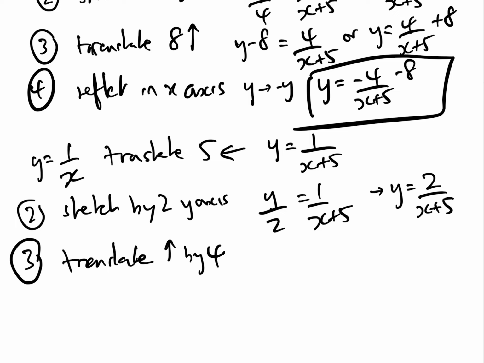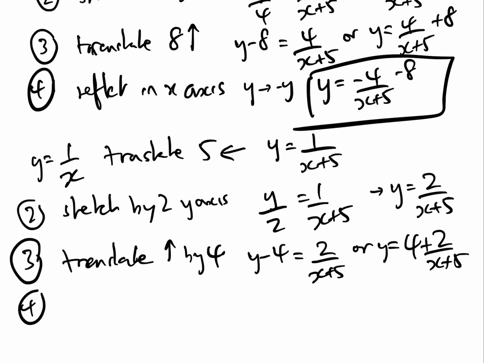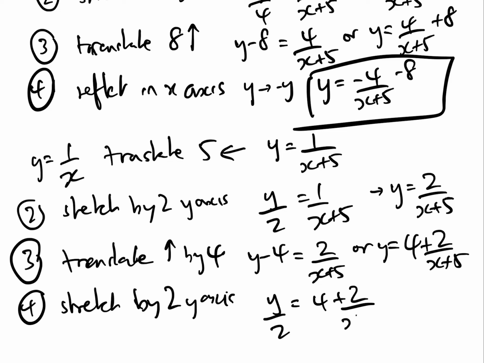And then step 3, what we could do is translate upwards by 4, which means replace y by y minus 4, so that'd be y minus 4 equals 2 over x plus 5, or y equals 4 plus 2 over x plus 5. Then step 4, what we could do is stretch it by 2 parallel to the y-axis, which again gives us y over 2 equals 4 plus 2 over x plus 5, or y equals 8 plus 4 over x plus 5.